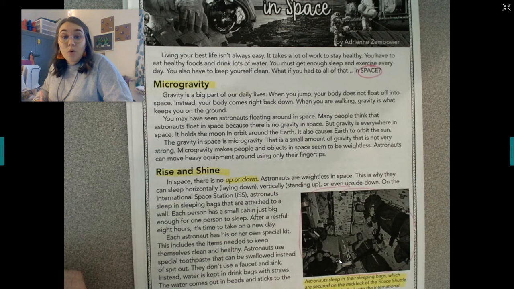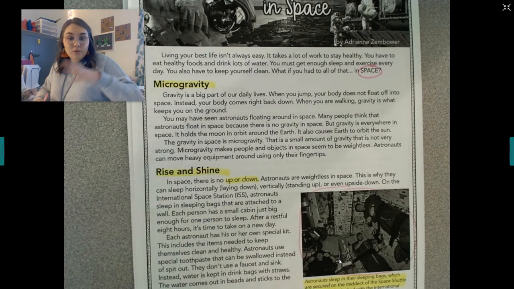It holds the moon in orbit around the Earth, and it also causes Earth to orbit the sun. The gravity in space is called microgravity. This is a small amount of gravity that is not very strong. Microgravity makes people and objects in space seem to be weightless. Astronauts can move heavy equipment around using only their fingertips.